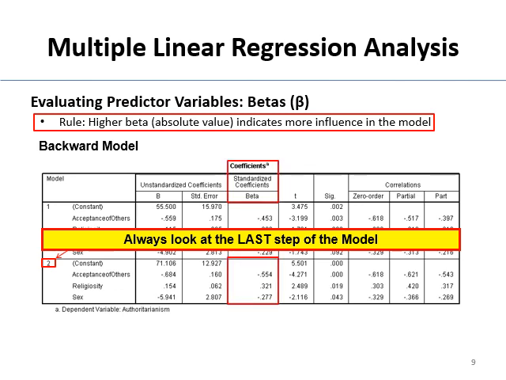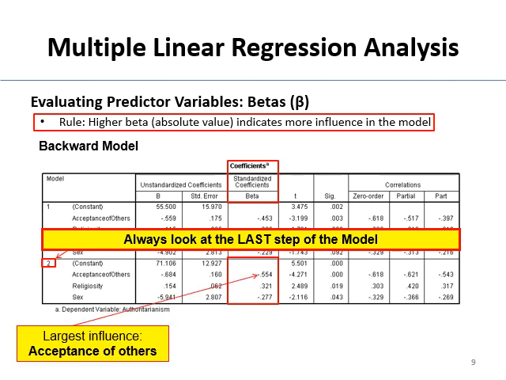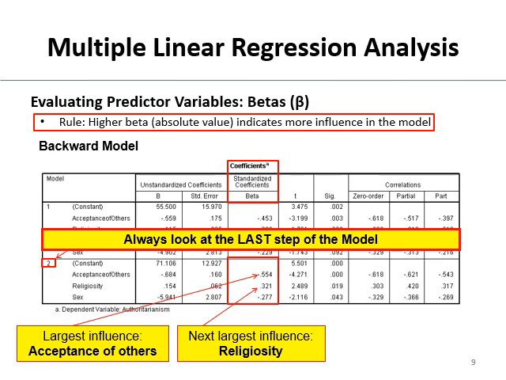If we look at our betas, the absolute value, so ignore that negative sign, clearly acceptance of others is the most important predictor of authoritarianism. It has the biggest beta at 0.554. That is followed by religiosity and finally sex. So acceptance of others is first, religiosity comes in second, and sex is the least important at 0.277.